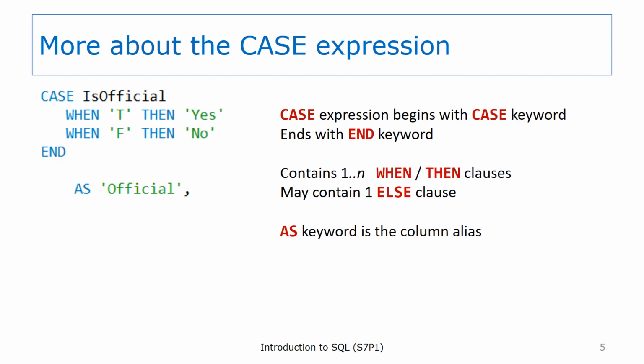Finally, following the end keyword, you see the as keyword. This is a simple column alias keyword, and it means that we are returning the result of the case expression in a column named official.